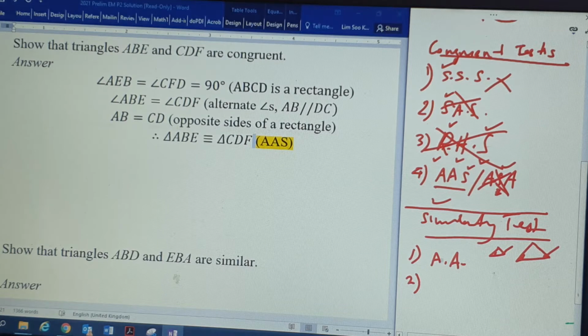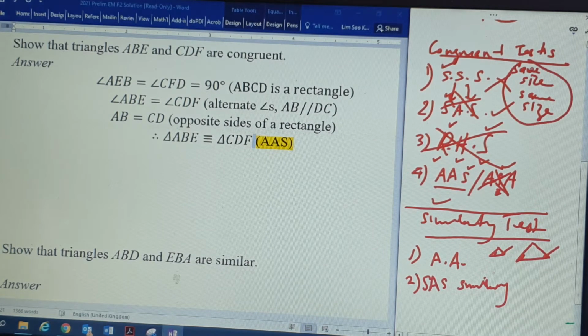Now the next one is something like this, SAS similarity. Now take note, SAS congruence is a congruence test. That means they must be exactly the same length, because this is same shape, same size. Another thing you need to take note of is that when two triangles are congruent, they actually have the same area because same shape, same size. But if it's similar, then it's not.